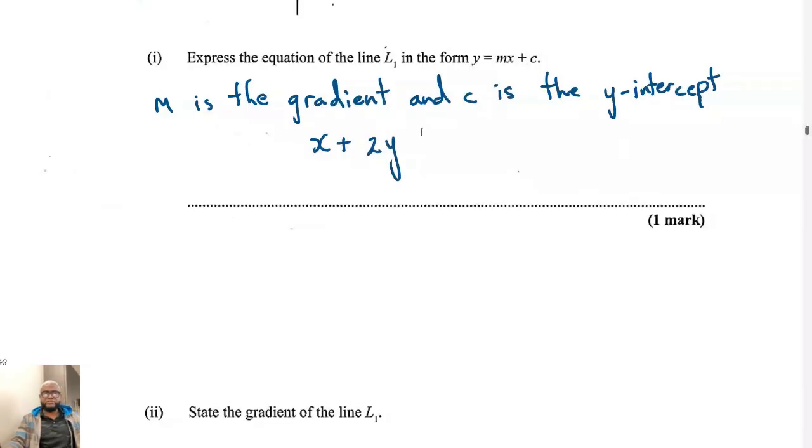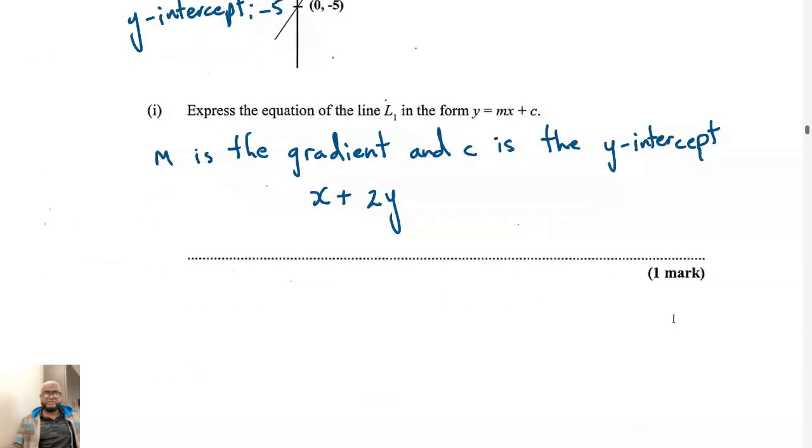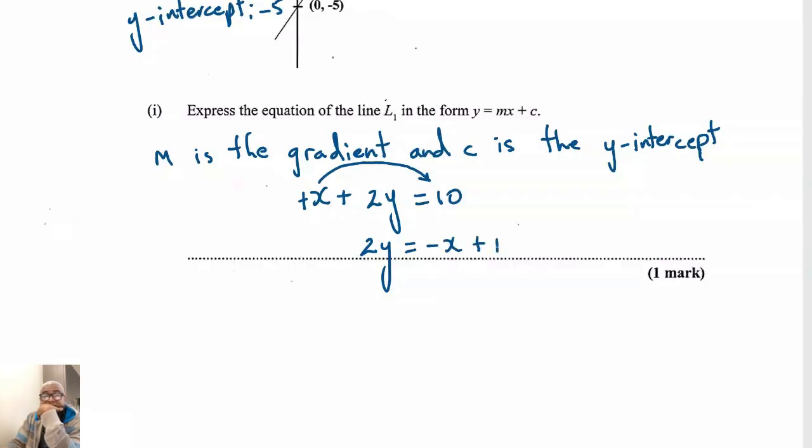So x plus 2y is equal to 10, right? I need to make y the subject here so that I can write this in the form y is equal to mx plus c. So what do I need to do? This is plus x. I need to carry this to this side. What would that plus x become when it goes there? So 2y is equal to negative x plus 10, right? I put the negative x first because we're trying to get it in the form y is equal to mx plus c. This is the form for the equation of a line, right?